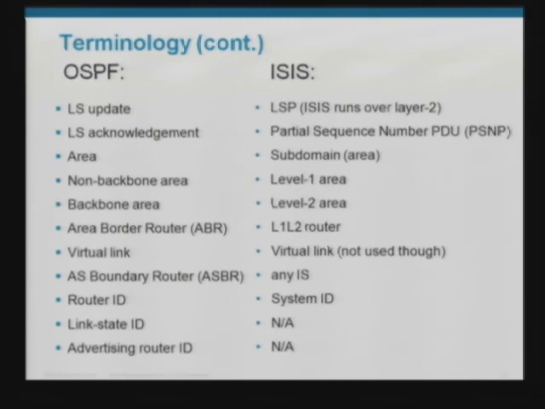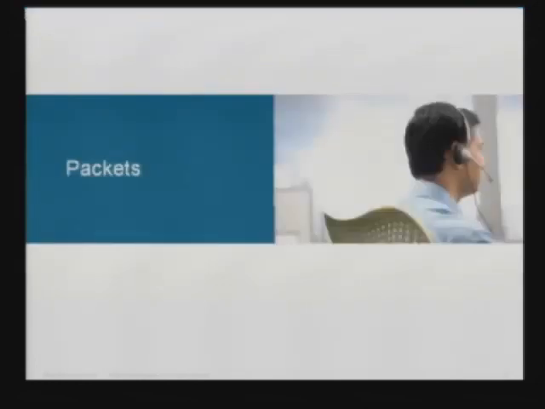Router ID is basically a 32-bit number in OSPF, which can be a loopback address, the interface address, or manually configured for the protocol. The equivalent of the router ID is called the system ID, which is based on the MAC address in IS-IS. Link state ID is a very specific OSPF term that is used in LSA details. There is no equivalent of that in IS-IS. Similarly, advertising router ID, there is no equivalent of that in IS-IS. So these are the terminologies.